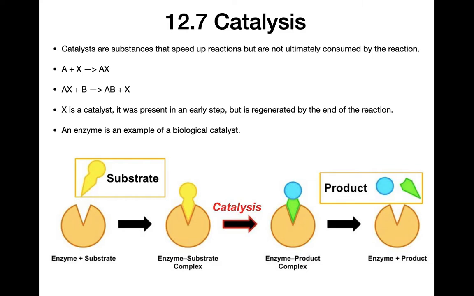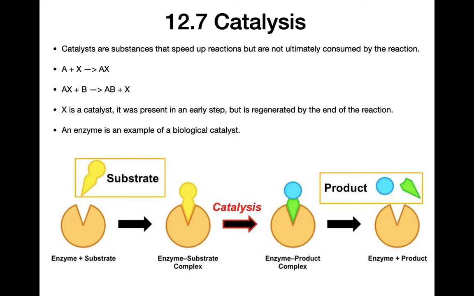So if you said A plus X makes this AX intermediate, and then the AX intermediate collides with B to make AB plus X, the overall reaction would be A plus B yields AB. X is not a reactant and it's not a product, but X participated in the mechanism and in fact helped the reaction to go faster.